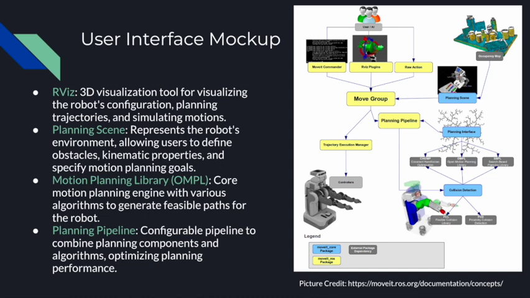The image here shows the user interface diagram of the MoveIt ROS framework. Some of its important parts are RViz. It's a 3D visualization tool for visualizing the robot's configuration, planning trajectories, and simulation motions. Planning Scene represents the robot's environment, allowing users to define obstacles, kinematic properties, and specify motion planning goals. OMPL is the core motion planning engine with various algorithms to generate feasible paths for the robot. And Planning Pipeline, a configurable pipeline to combine planning components and algorithms, optimizing planning performance.